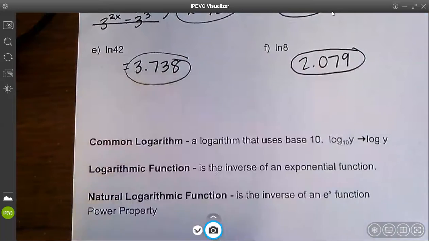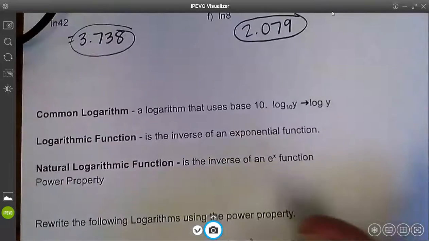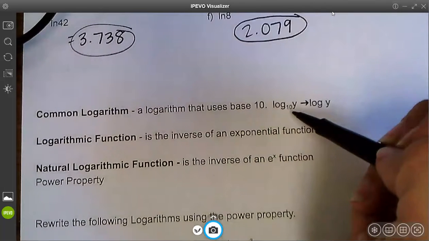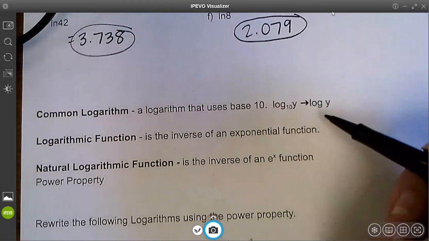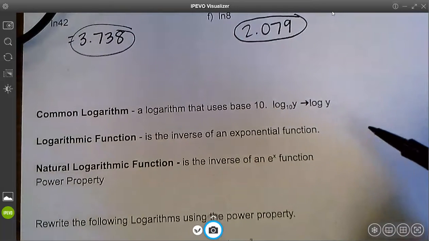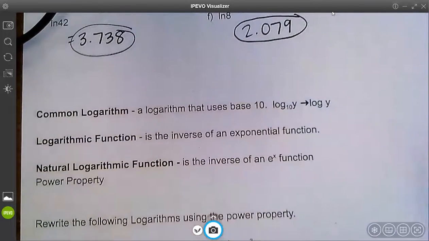Now, change of base and common log. So first of all, the common log is log base 10. So anytime that the base is 10, you don't have to write it. Anytime that there's not a base written, it's an understood 10. That's really important. Please make sure you know that. Logarithmic function, inverse of an exponential, we already talked about that. And then the natural log is the inverse of the e function. We talked about that too.